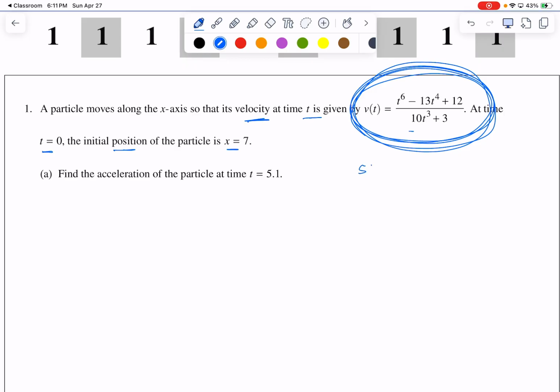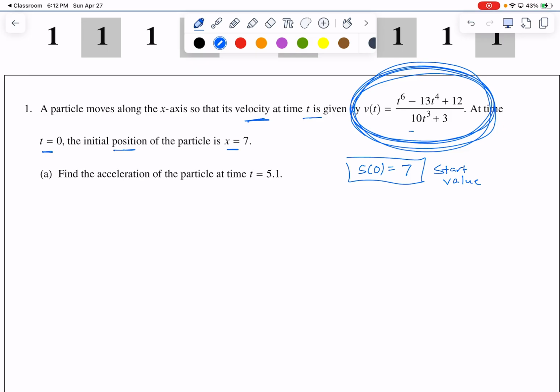So we know s of 0 is 7. This is a start value. That's where your position function is starting from. Like you're at mile marker 7, you're starting from there. All right, find the acceleration of the particle at t equals 5.1.